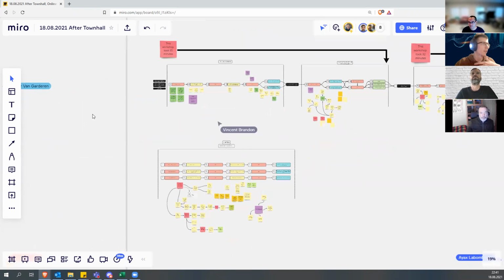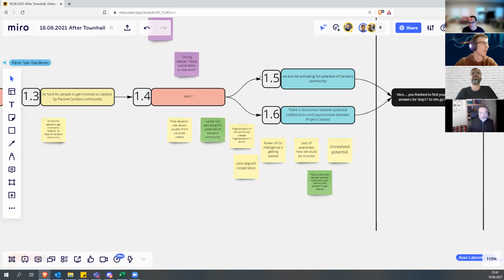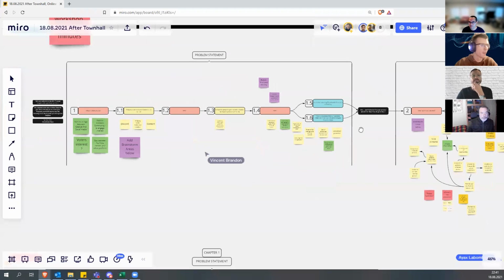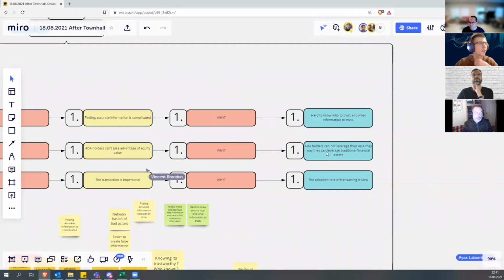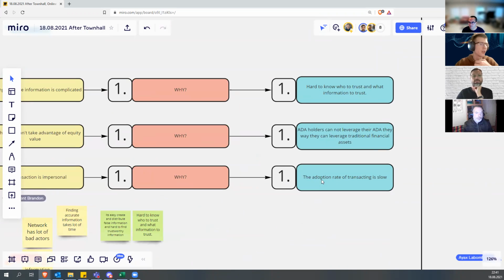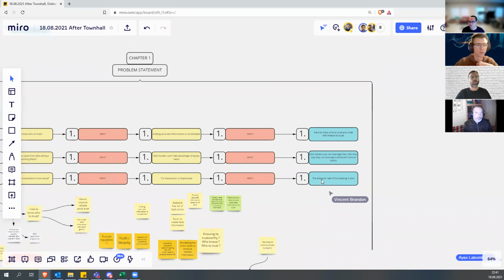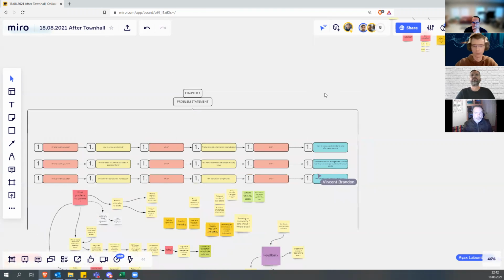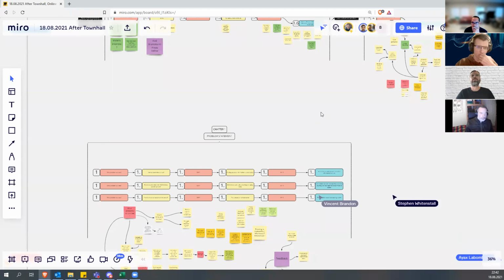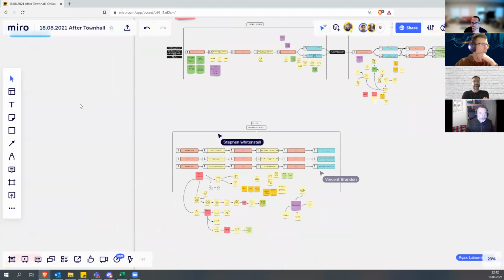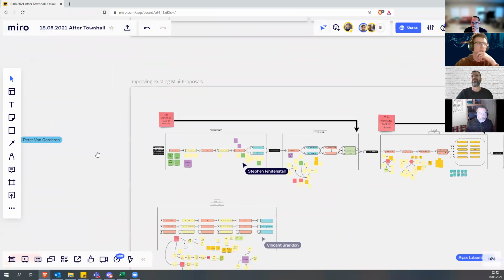For now, we have 4 examples here for problem statements, actually 5. There is a disconnect between potential collaborators and opportunities between project catalysts. It's hard to know who to trust and what information to trust. ADA holders cannot leverage their ADA the way they can leverage traditional financial assets. Finally, the adoption rate of transactions is slow. If any of these problem statements is something you would want to discover, we could hop into that. However, if none of them are, or you have your own problem you would like to hone in on, then of course we could get a new process started.